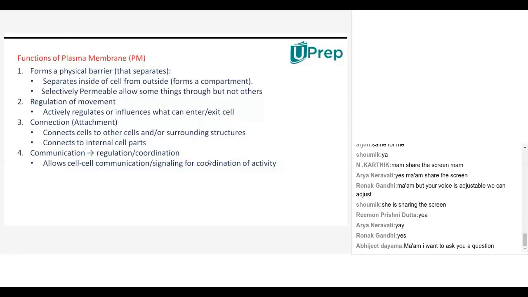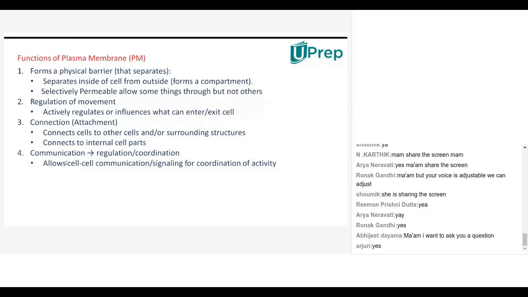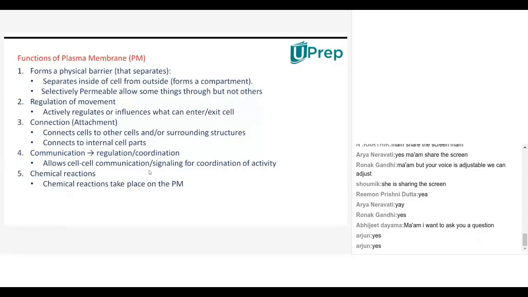If you see, this is the communication between different cells. Another point related to the plasma membrane is how a cell will get communicated, or we can call it cell signaling.